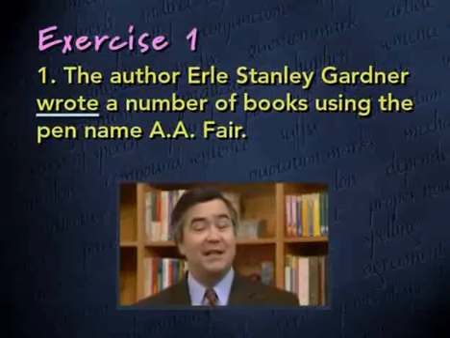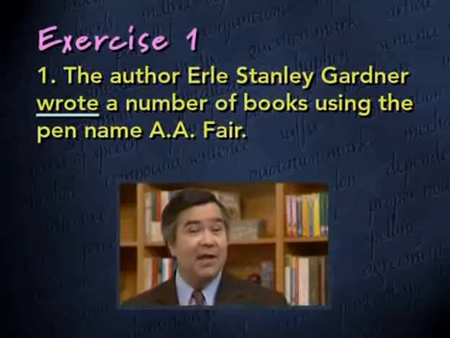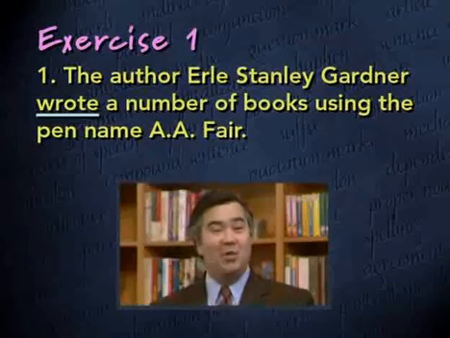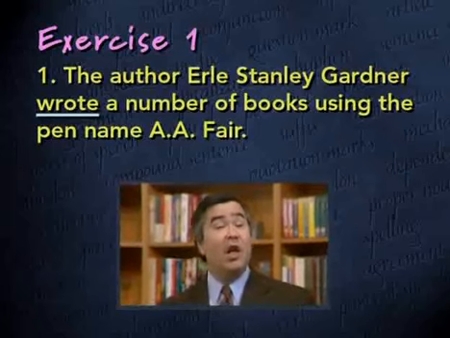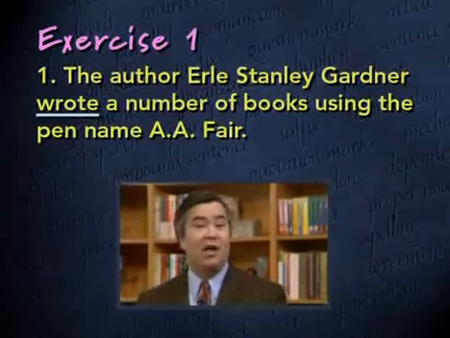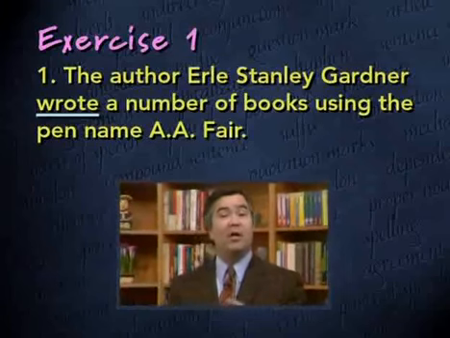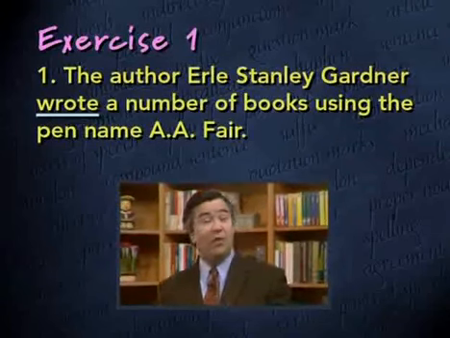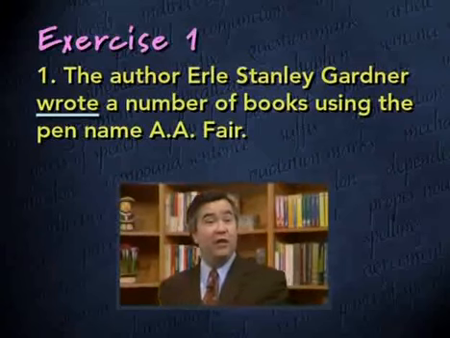That is, does the sentence tell us something that Earl Stanley Gardner wrote? The answer is yes. There is something that receives the action of the verb in this sentence. It's the word number. Or to give the entire phrase, it's a number of books. That's what he wrote. He wrote a number of books. And therefore, there is an object that's receiving the action of the verb.